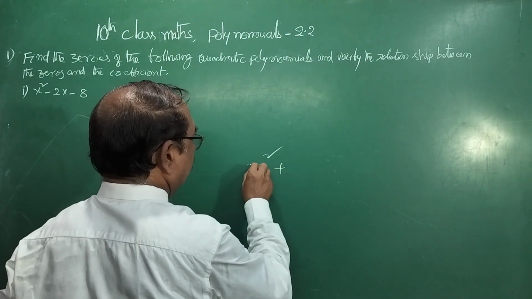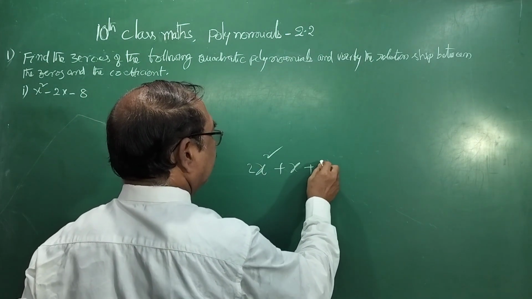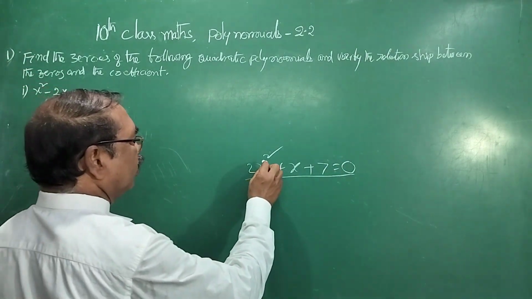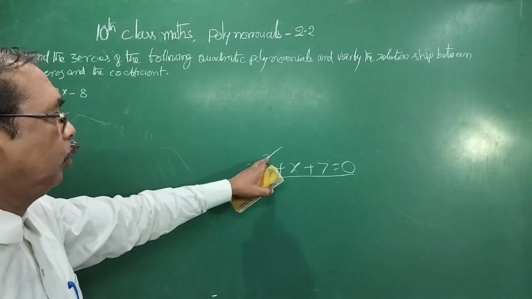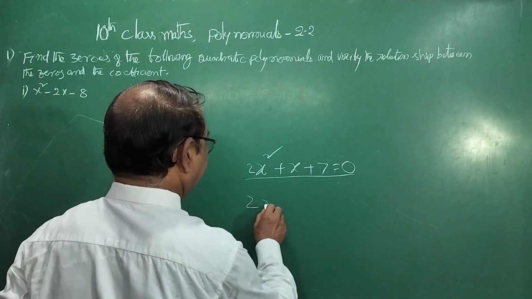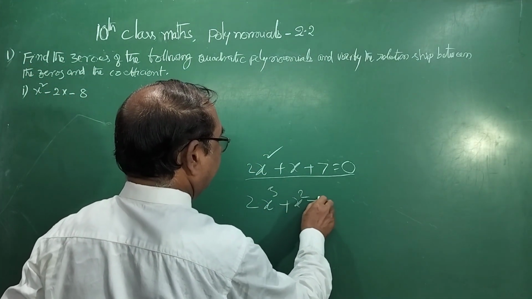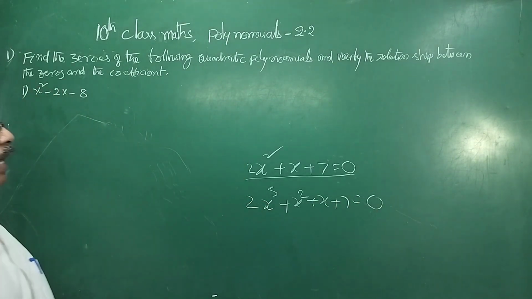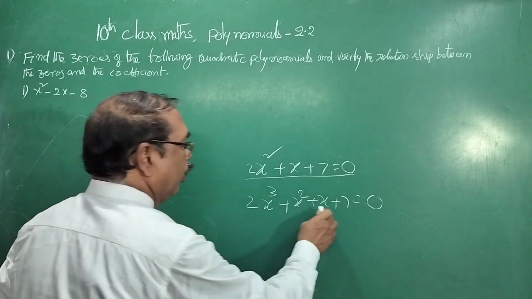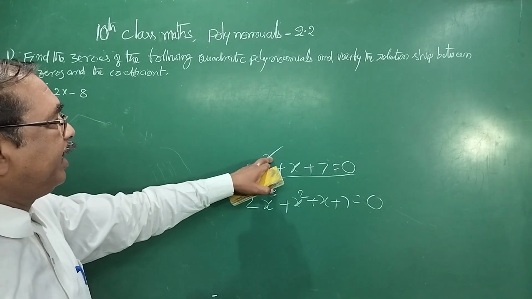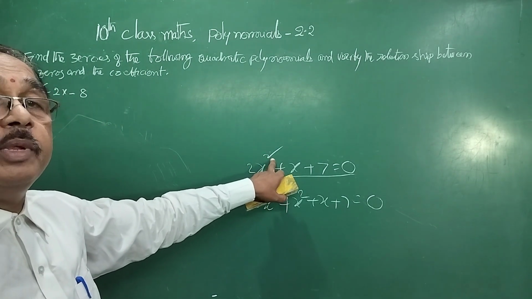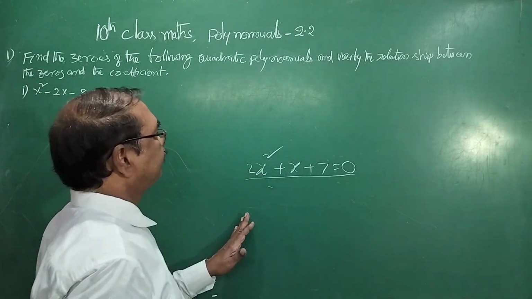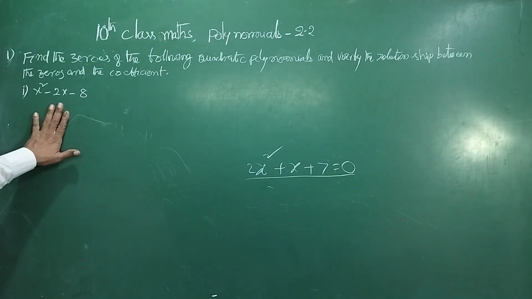If 2x square plus x plus 7 is equal to 0, it is a quadratic polynomial because the highest power is 2. But x cube plus x square plus x plus 7 is equal to 0 is a cubic polynomial. The highest power of the polynomial is 3. Here the highest power of the polynomial is 2. It is called a quadratic polynomial.